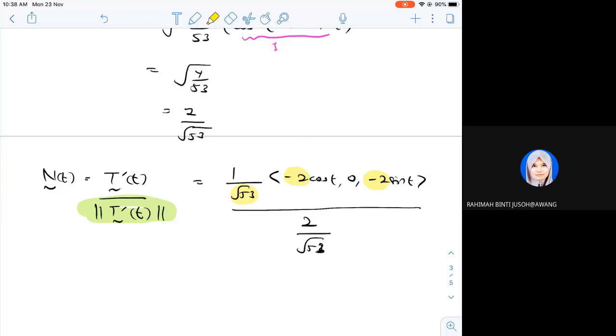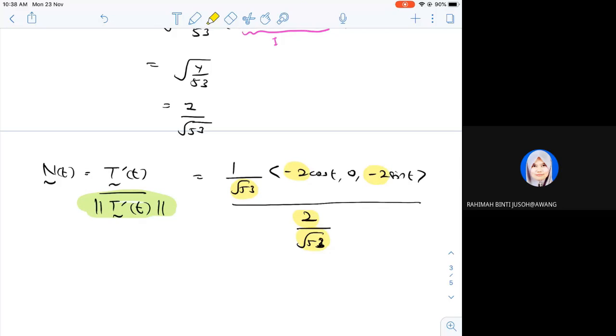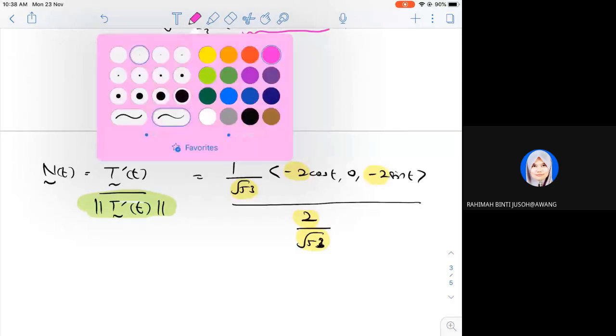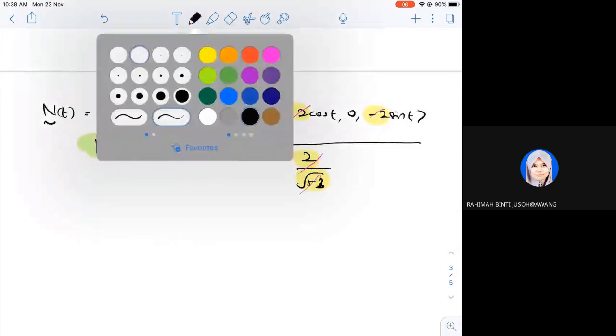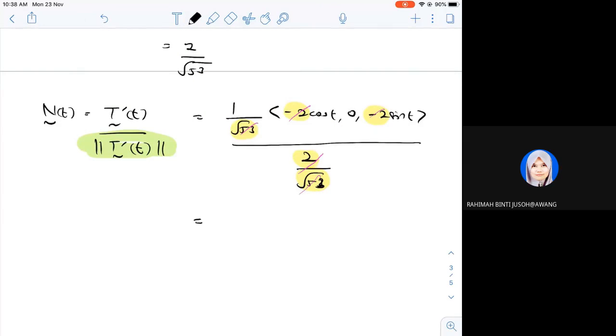Understand, guys? So divides with 2 over square root 53, we can cancel all of this. You can cancel this with this, and this. Understand? Okay, good. So now, since the coefficient can be cancelled, the answer is negative cos t, 0, and negative sin t. So that's it. This is the answer for the unit normal vector.